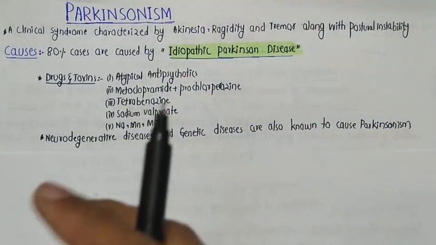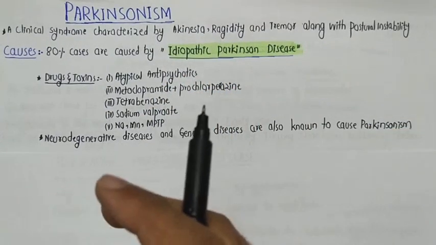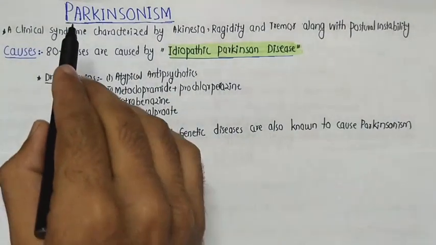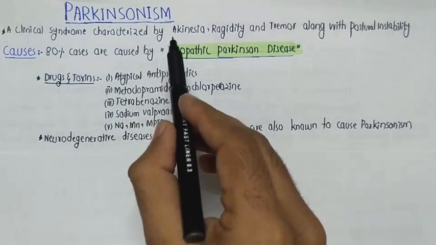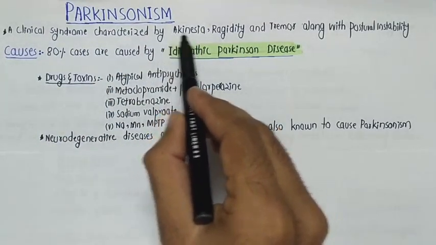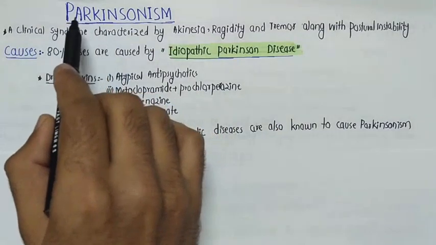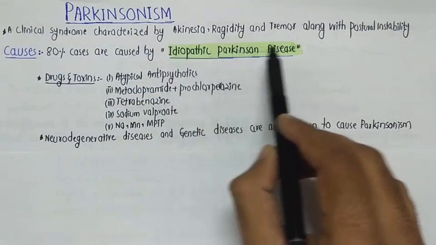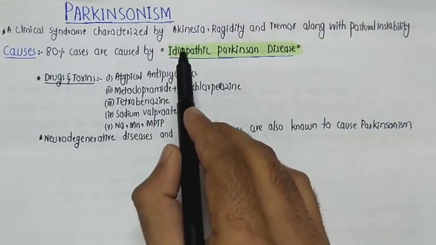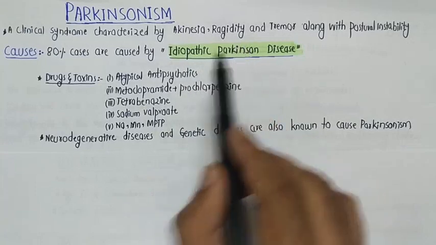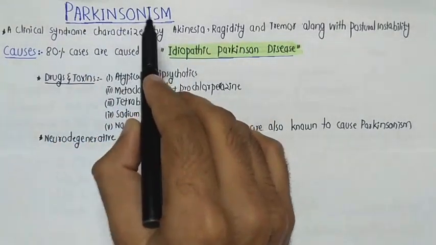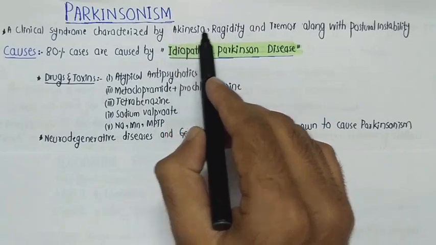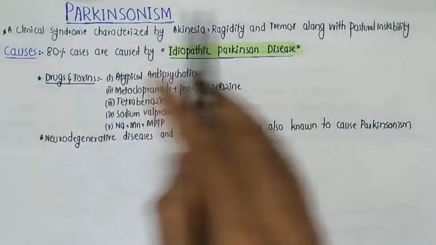Now, in the previous lecture on Huntington disease, we discussed that Huntington disease is primarily a movement disorder. Parkinsonism is also a kind of movement disorder where there is akinesia or bradykinesia. Parkinsonism and idiopathic Parkinson disease are two different entities which need to be addressed. Parkinsonism is simply a combination of these four symptoms, and it may be caused by many different things.